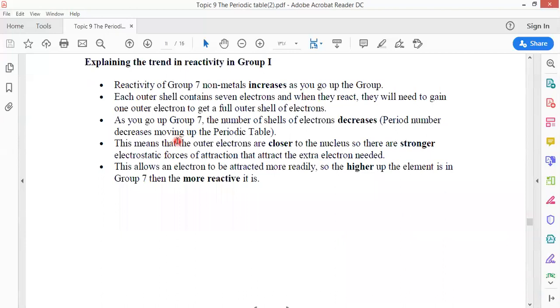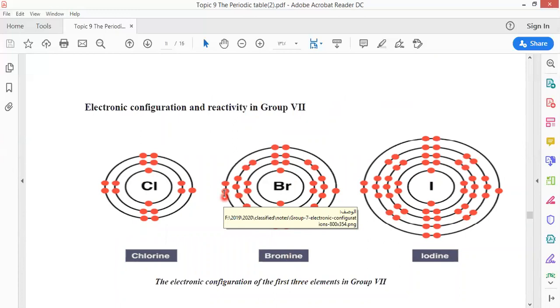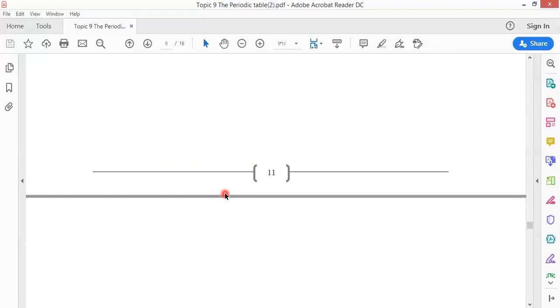As you go up group number 7, the number of shells of electrons decreases. This means that the outer electrons are closer to the nucleus. So there are stronger electrostatic forces of attraction that attract the extra electrons needed. So by going up through group number 7, reactivity increases.